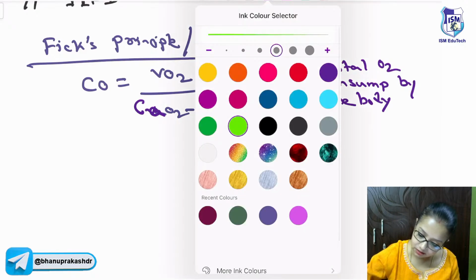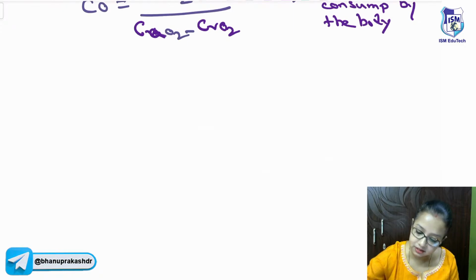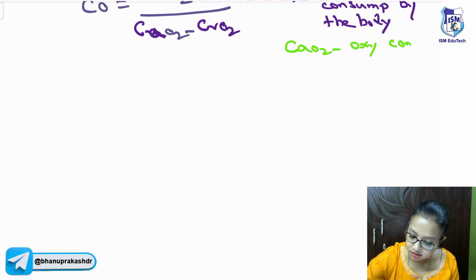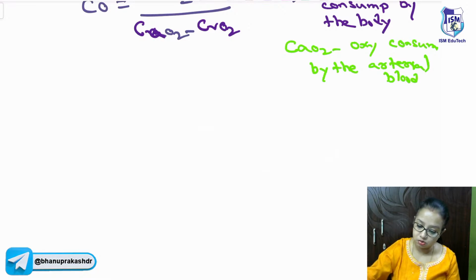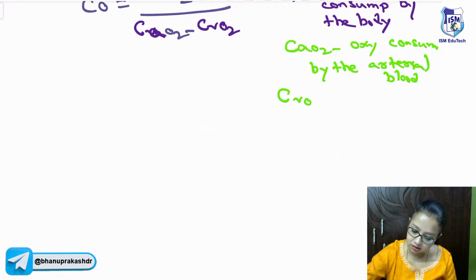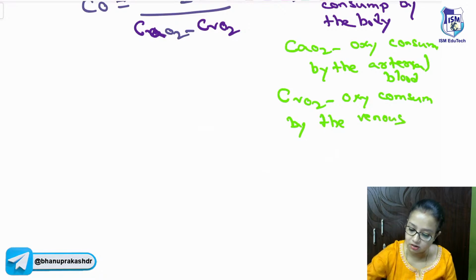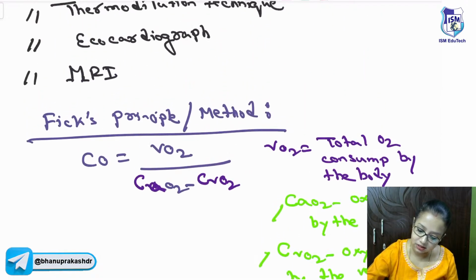Whereas it is divided by the oxygen value of the arterial blood, that is oxygenated blood, that's why we write it as CaO2, and by the oxygen value of the mixed blood or venous blood, as it is deoxygenated. Okay, these are the formula for it.